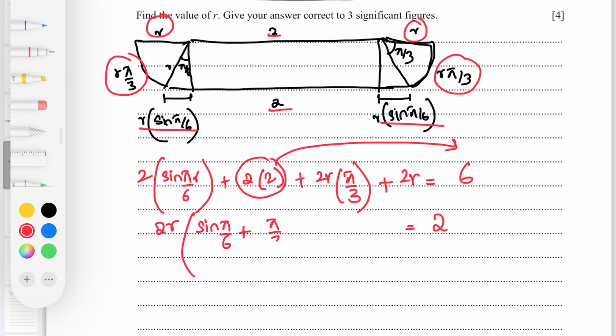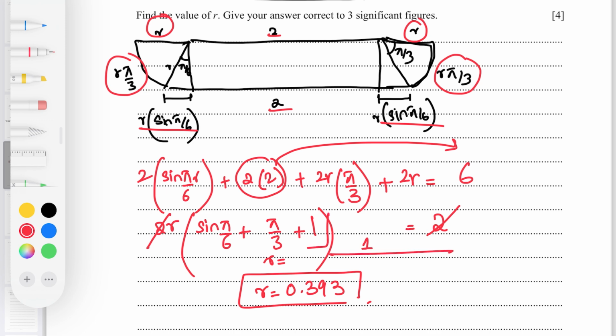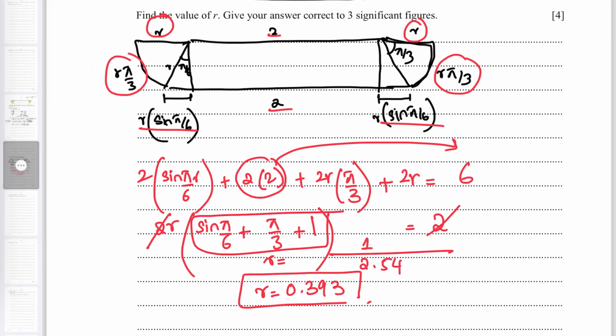Pi by 3 plus 1. 2 cancels out. My radius becomes 0.393. How do I find out the radius? 1 divided by the value of this entire bracket, which is 2.5. So I hope the concept is clear. Let's move on to the next question.